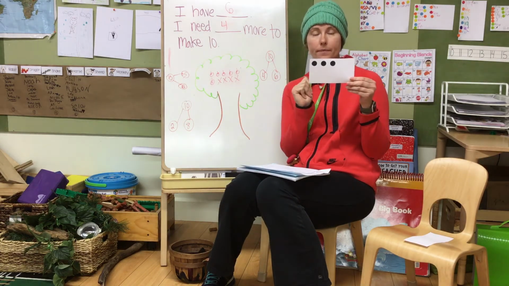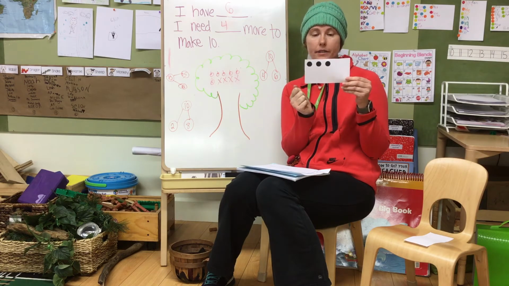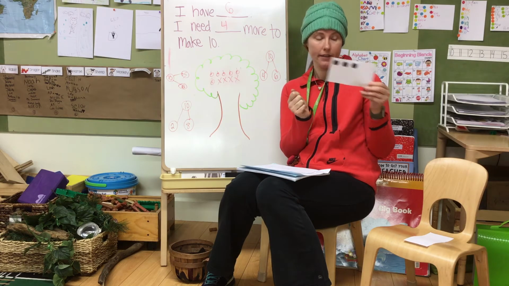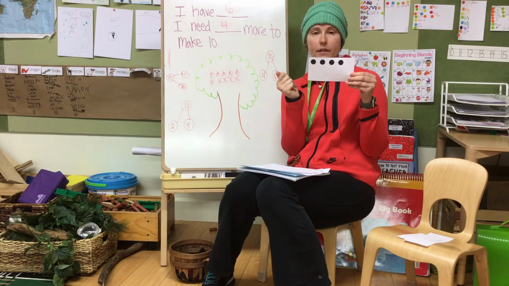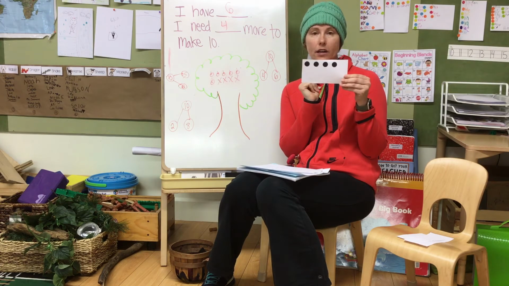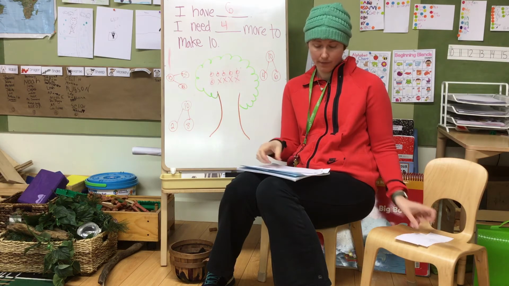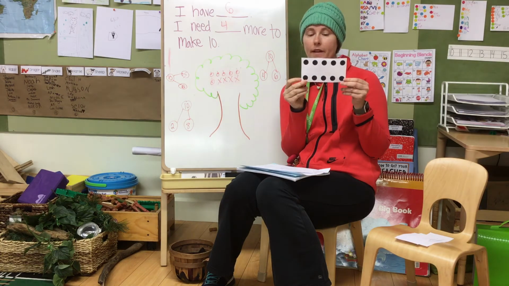Okay, snap. There's 3. How many more do I need to make 10? Shout out the answer. 7. Nice. Okay. Snap. 4 dots. How many more dots to make it a 10 card? Shout out the answer. 6. Oh, this one I'm going to try to trick you. Do you need any more to make 10? What would the answer be? Shout it out. 0.